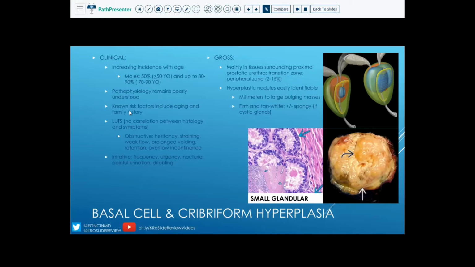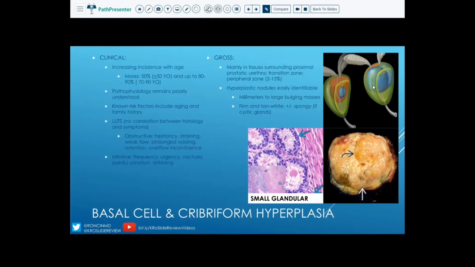And these patients will be symptomatic. So they'll complain of LUTS or lower urinary tract symptoms. This really doesn't correlate between the histology and their symptoms. So they could have relatively mild disease that could be causing them lots of problems, and they could have very severe disease that they aren't really saying is bothersome to them. And these are split between obstructive and irritative symptoms. So again, this is all your straining to void, weak flow, dribbling, urgency, all those kinds of things.